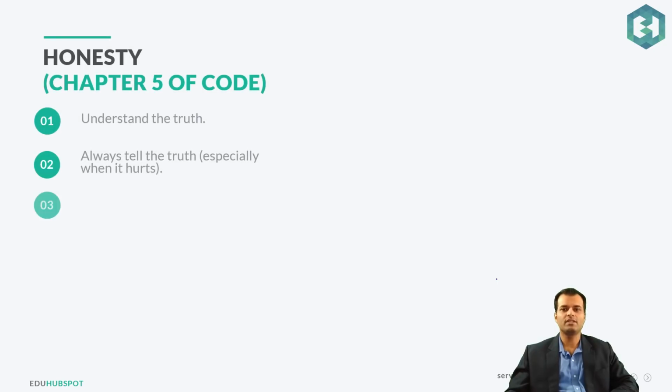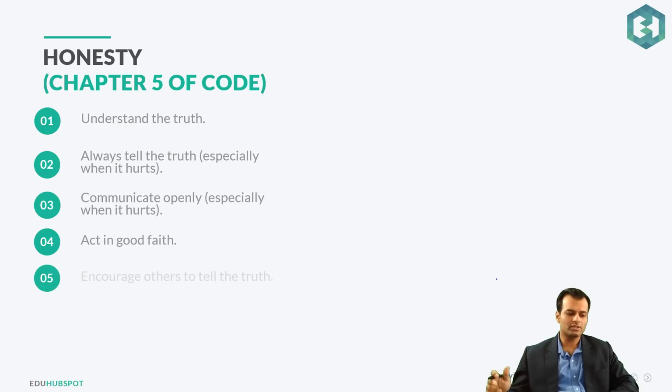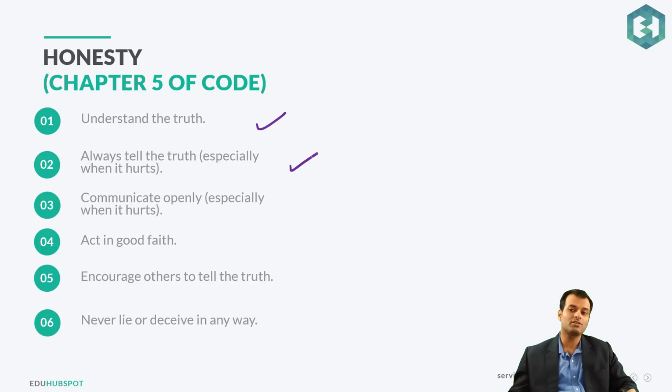Next, we have the honesty chapter. Always understand the truth. Not just understanding the truth is important, always tell the truth, especially when it hurts. It may be difficult, but you need to make sure that you are telling the right thing. Communicate openly, don't hide anything. I don't know, in the real world, you communicate openly, you try to find the issues and root cause, and then you communicate. But in the PMI world, you should always communicate openly. Whenever it is wrong, you should be the first one to communicate that information.